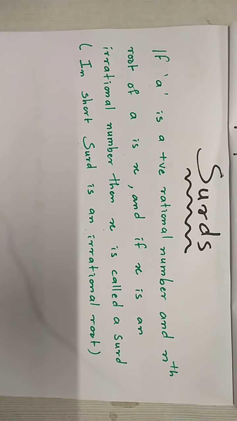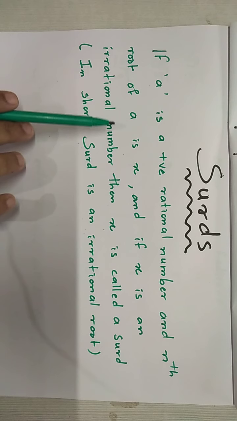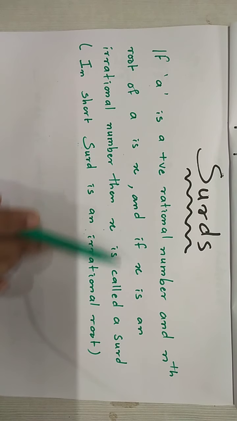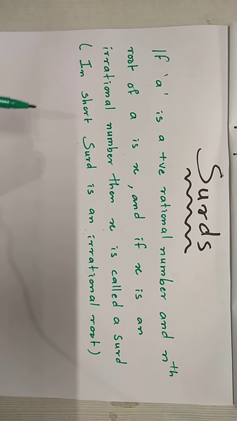Now what are surds? The definition says if a is a positive rational number and the nth root of a is x, and if x is an irrational number, then x is called a surd. In short, a surd is an irrational root. Now the definition will not help you understand surds. Let's see some examples.